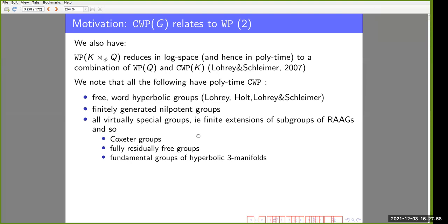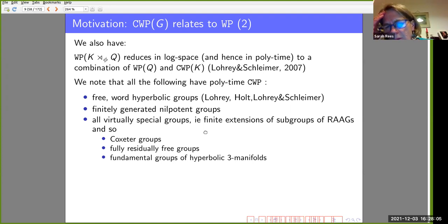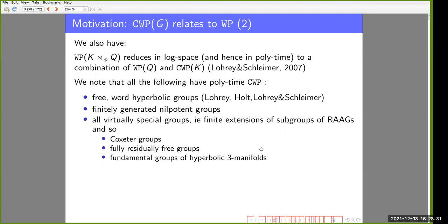Why do finitely generated nilpotent groups have polynomial time compressed word problem? I don't remember whose proof it is, I'm sorry. I could find out, but I'm sure I must have got that from Lohrey's book, I think. But I couldn't tell you off the top of my head. Not at 9 o'clock on a Friday anyway. I think it must be in Lohrey's book. But it's not in today's talk.